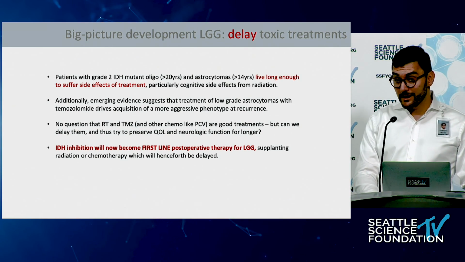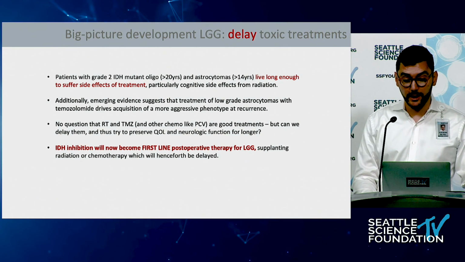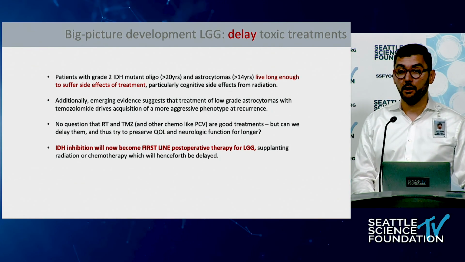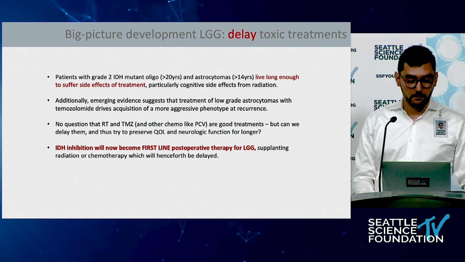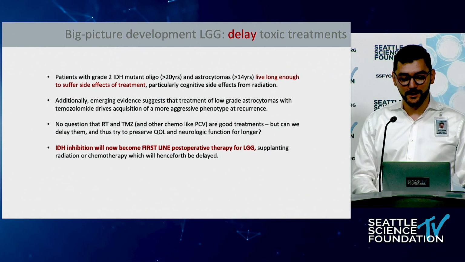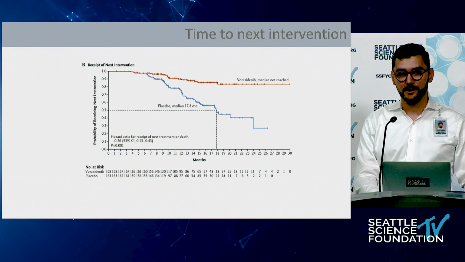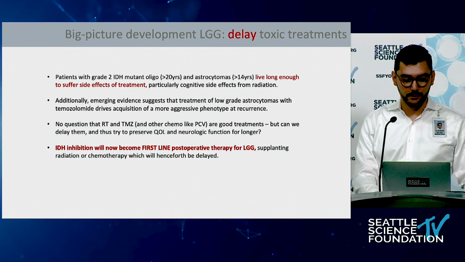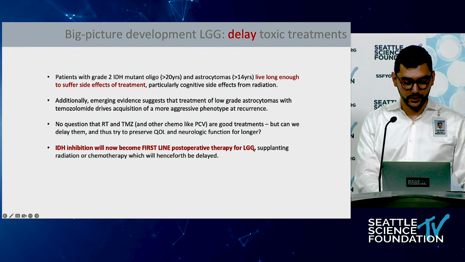So this, in my mind, IDH inhibition becomes first-line postoperative therapy in all low-grade gliomas. It's a bit hard to get right now. There's an older drug. The study drug here was vorasidenib. This is the second generation. The first generation is easier to get, but that should change in the next year.